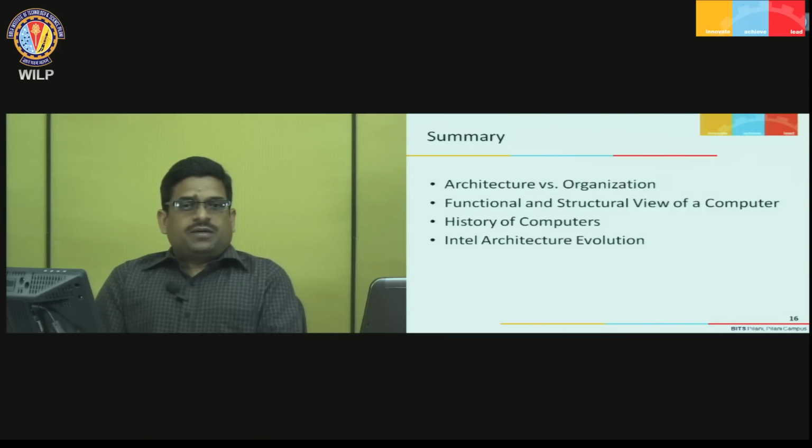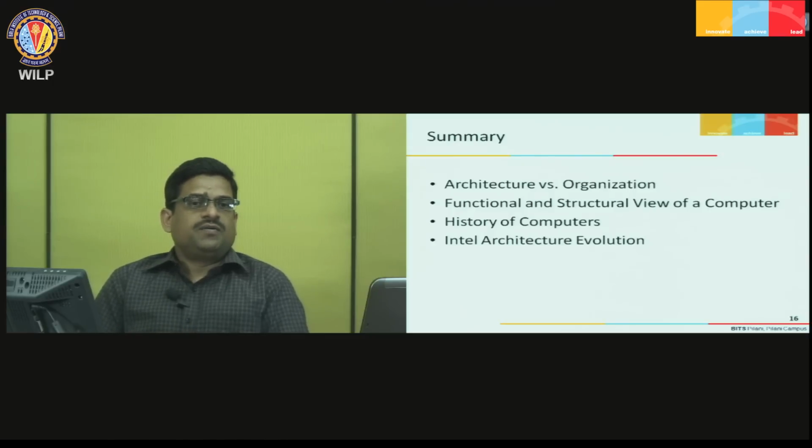So now let's look at what we understood in today's lecture. We understood the difference between architecture and organization, and the functional and structural views of the computer, trying to understand how my computer looks in terms of functionality and in terms of structural components. We also covered how computers evolved, the history of the computer, and the Intel architecture evolution.